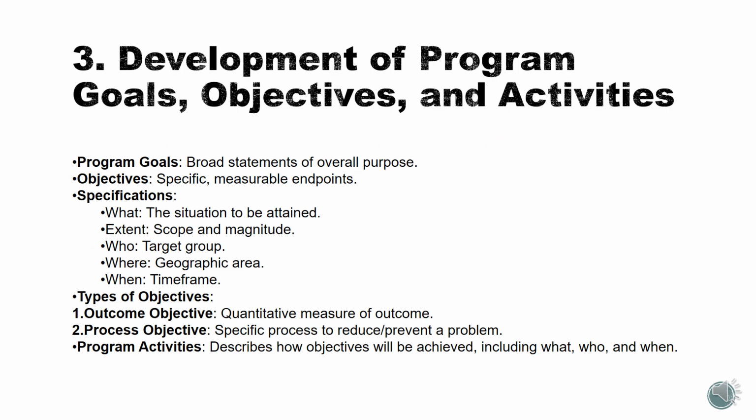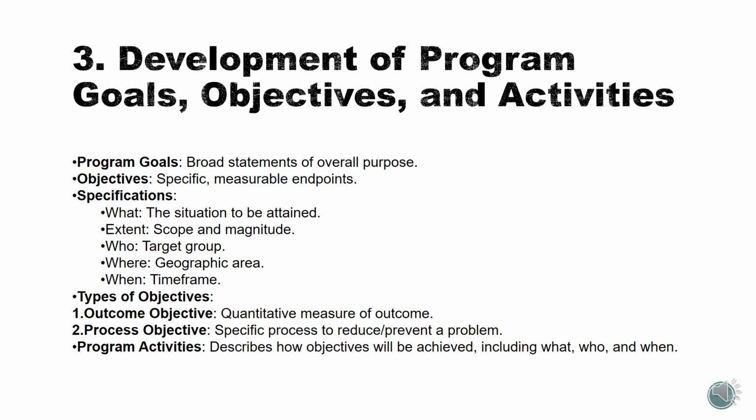The third step is the development of program goals, objectives, and activities. Program goals are broad statements of overall purpose. Objectives are specific measurable endpoints. Objectives should specify the following: what, the nature of the situation or condition to be attained; extent, the scope and magnitude of the situation or condition to be attained; who, the particular target group or portion of the environment in which attainment is desired; where, the geographic area of the program; when, the time at or by which the desired situation or condition is intended to exist.